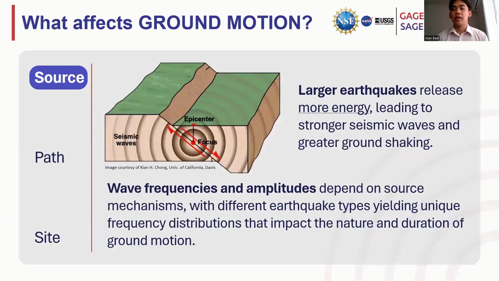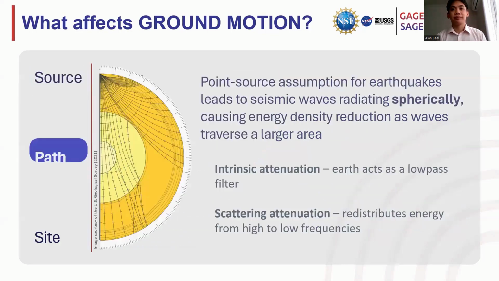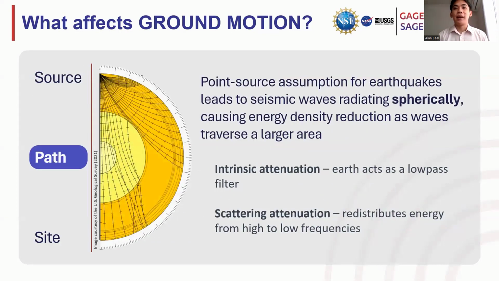There are three main components that control ground motion. The first is the source. The earthquake source is where the seismic wave is generated and is characterized by its magnitude. Larger earthquakes release more energy, leading to stronger seismic waves and greater ground shaking. Apart from magnitude, other source mechanisms such as depth and type of faulting could also affect the wave frequencies and amplitudes of ground motions. The second is the path that the seismic waves travel through.